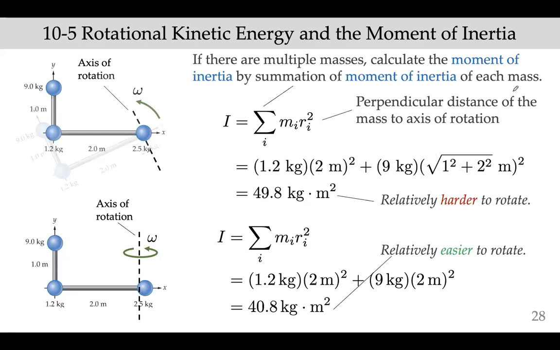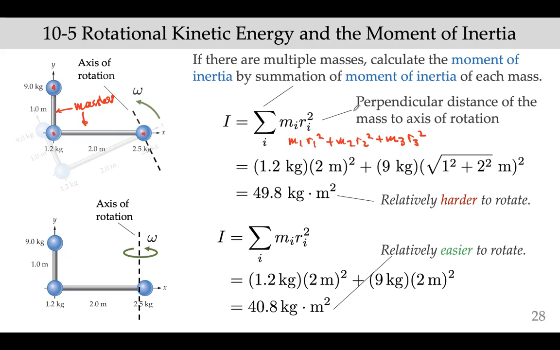So let's continue with point masses, and then we will move to objects which are not point masses, but solid objects. Here, these rods are massless, so we will deal with point masses. In this case, there are 3. And what happens if you have more than one mass? If there are multiple masses, we calculate the moment of inertia by summing the moment of inertia of each mass. So you basically do m1 r1 squared plus m2 r2 squared plus m3 r3 squared.